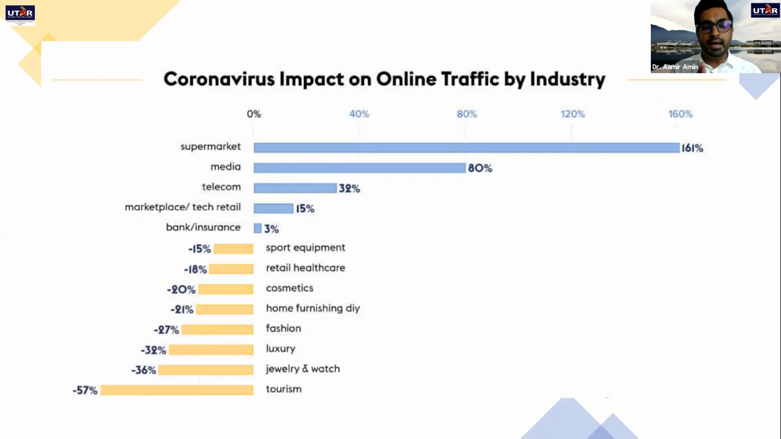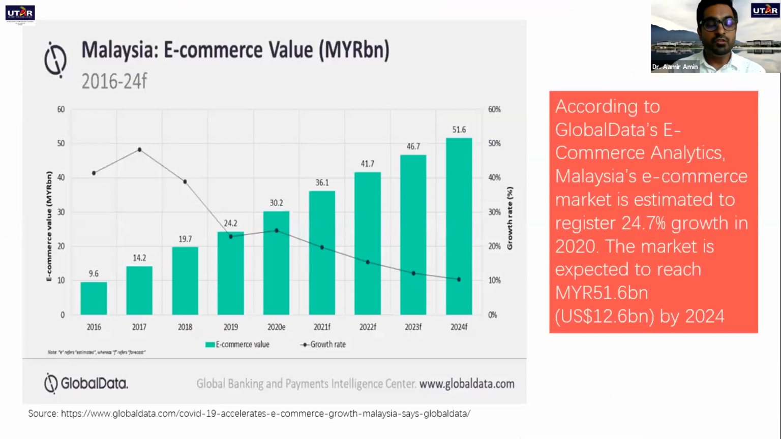And there have been other companies or other online traffic which has decreased and gone into minus. And the worst effect is on the tourism industry, whereby people are not able to travel anymore and they are not using those apps anymore. So in Malaysia, for instance, it is predicted that in the coming years, for example, 2021 and 2022, e-commerce will grow tremendously.